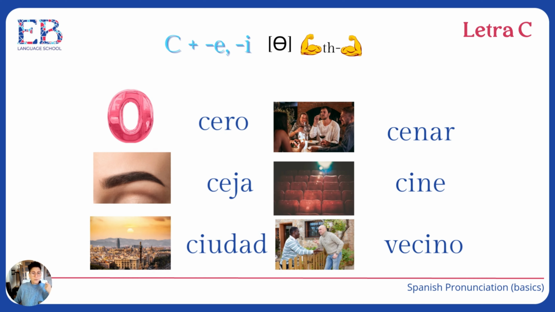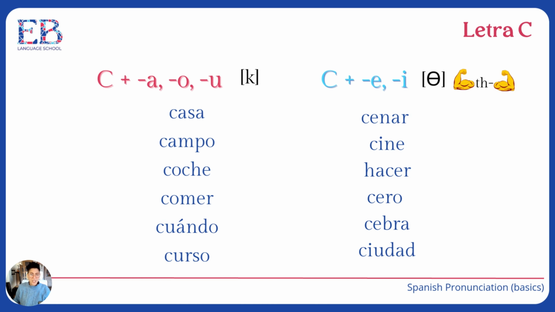How would you pronounce these words? Super. So I hope you said cero, ceja, ciudad, cenar, cine, vecino. Once again, we can check the rule: ca, co, cu, ce, ci.